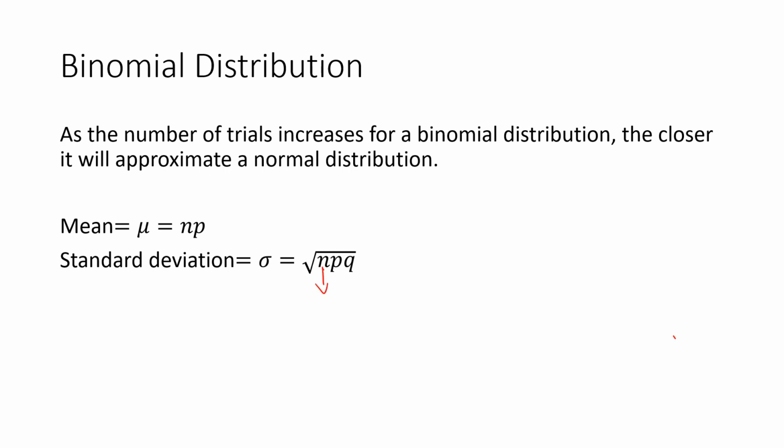Now, once again, remember n is the number of trials, p is the probability of a success, and q is the probability of a failure. Now we're going to need to use these formulas because, again, to calculate probabilities with the normal distribution, we need the mean and standard deviation to calculate the z-scores.